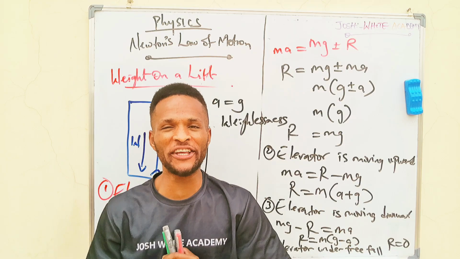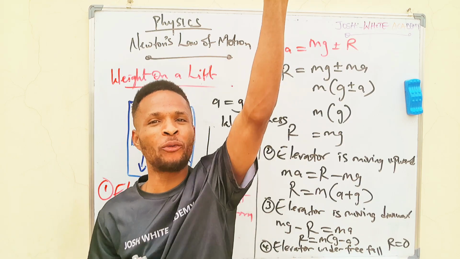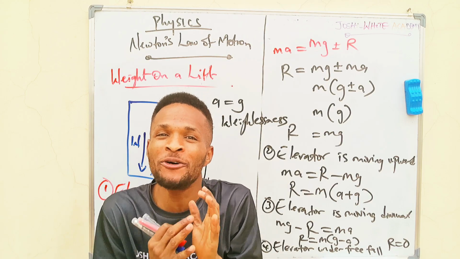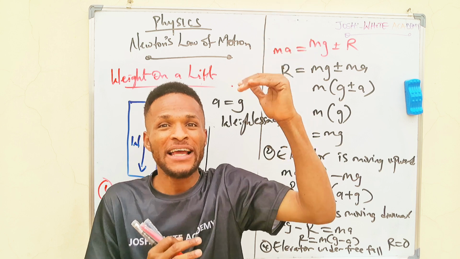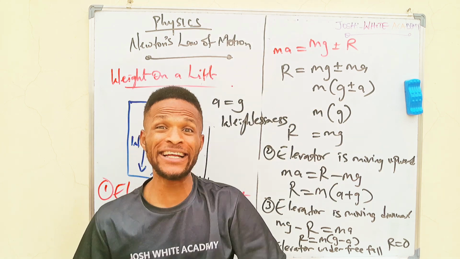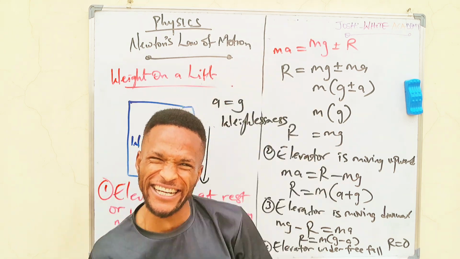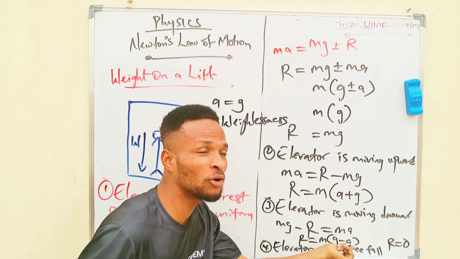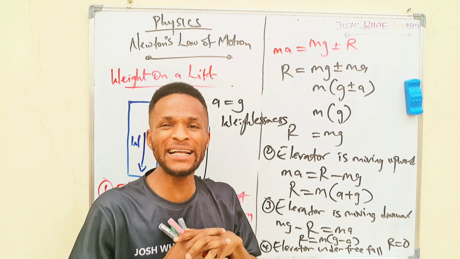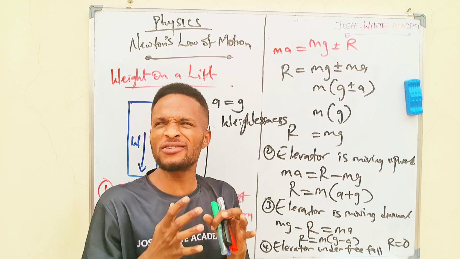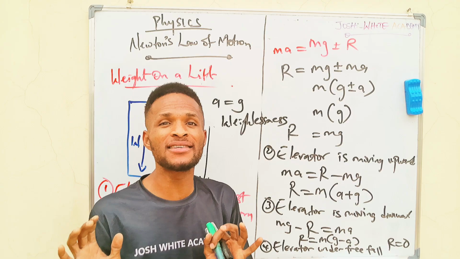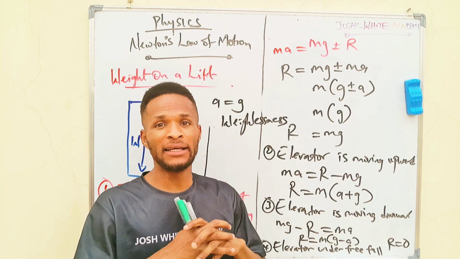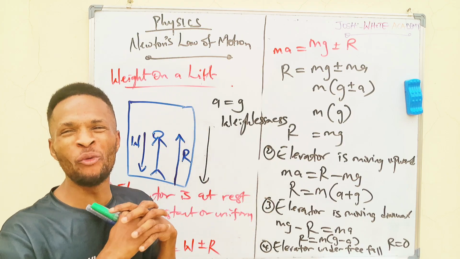The second occasion is when the elevator is moving upward. So if you are moving upward, your apparent weight will increase. If you are moving downward, the apparent weight will do what? Decrease. So it will be g minus the acceleration. And lastly, when the elevator falls under free fall, in that case, there is no weight at all, because the reaction is 0, making the body weightless.